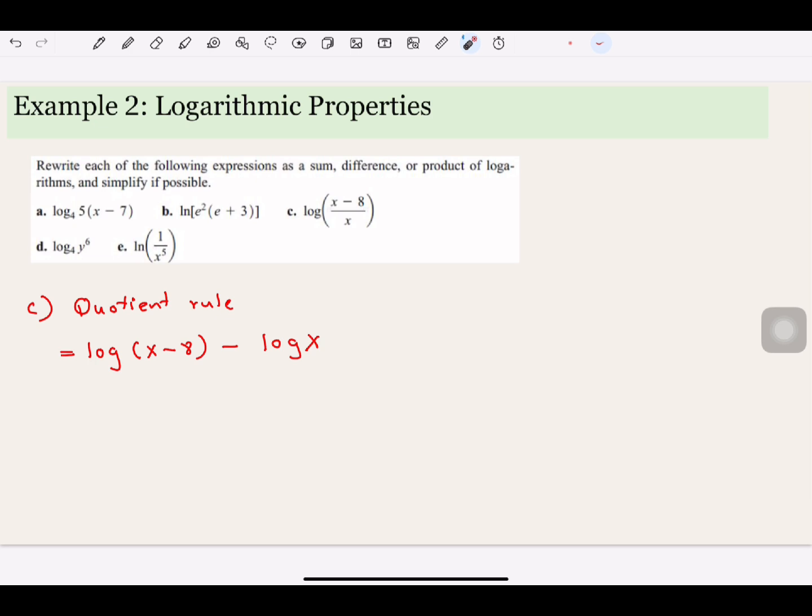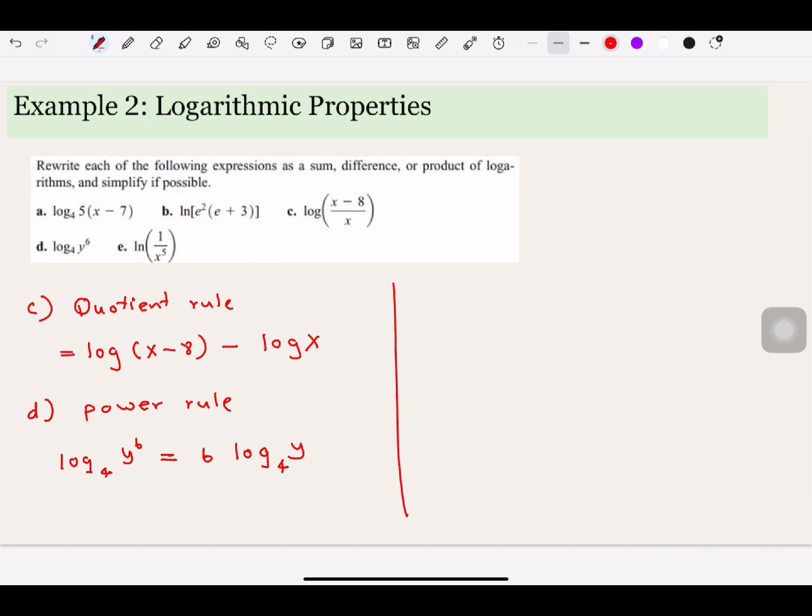Next we have D. In D, you have an exponent inside the log function, which means you have to use the power rule. So log of 4y to the power 6 equals, here you have an exponent, you can bring that to the front. So 6 multiplied by log of 4y. You cannot simplify this further, so you can leave this as it is.